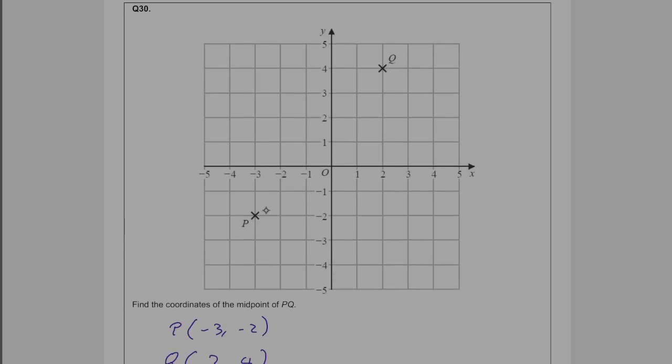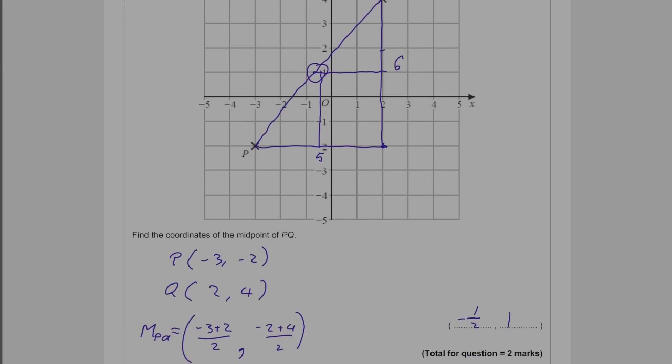We could have also joined them up and then found the midpoint by halving the distances. So we've got a total of 6 here. So we want the midpoint. I've gone wrong. We've got a total of 5 there. So we would go halfway in between, and then we've got a total of 2, 4, 6 there. So the midpoint would be 3. I've not drawn it particularly well, but you could have done it from drawing it on there accurately. That would have been perfectly acceptable too.